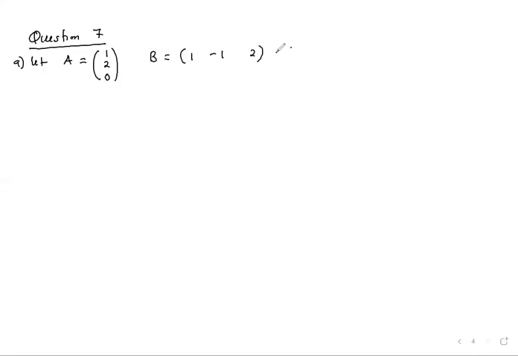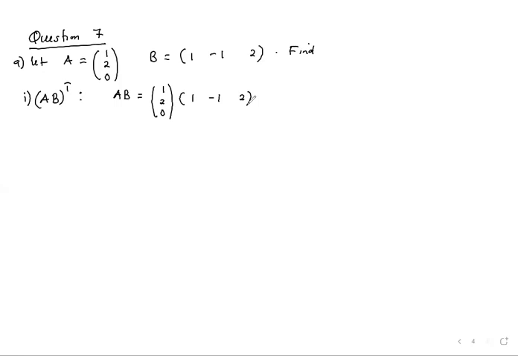Find 1. AB transpose. For you to find AB transpose, you first need to write down the order of the transpose. So for you to find the transpose, you first need to find the AB itself. So AB is 1, 2, 0, multiplied by 1, negative 1, 2.